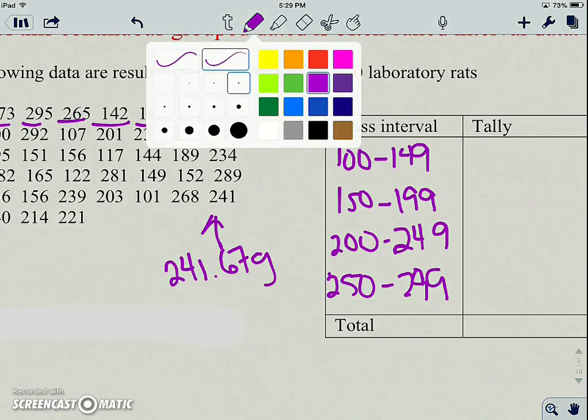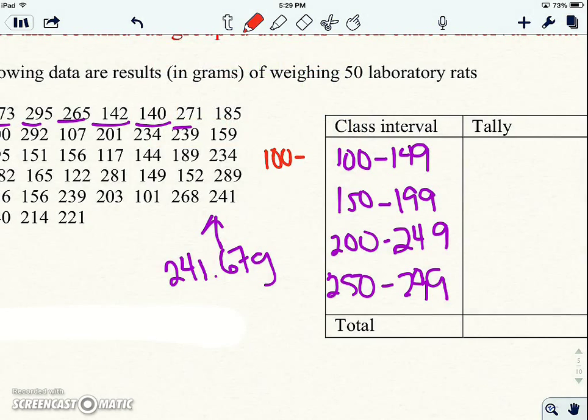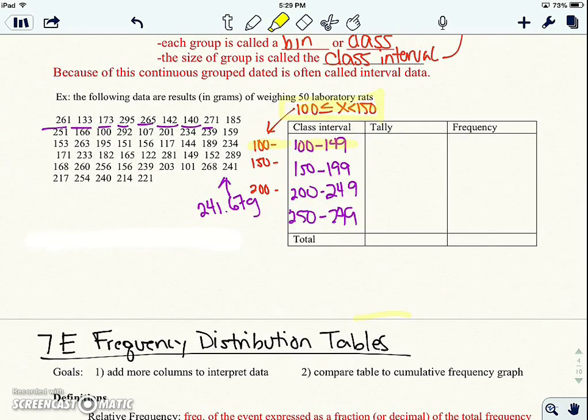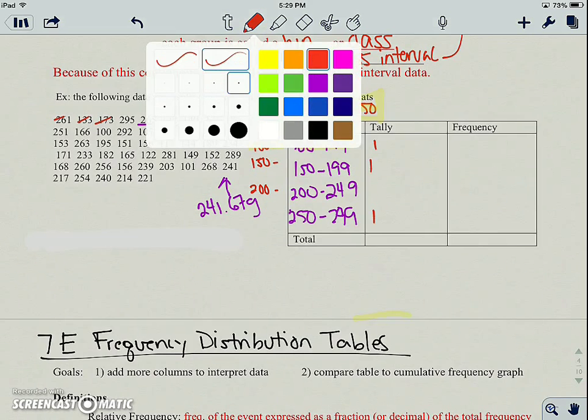Oftentimes, instead of writing it this way, they'll say 100, 150, 200. And that just means, again, 100, including 100, up to but not including 150. So you'll see it written this way, and this way, which is confusing. I always like to think about it this way. So we could go ahead and tally. If we have a 261, that would go here, 133, that would go here, 173, that would go here. You can go ahead and fill in the tallies, and then we would get our frequency.